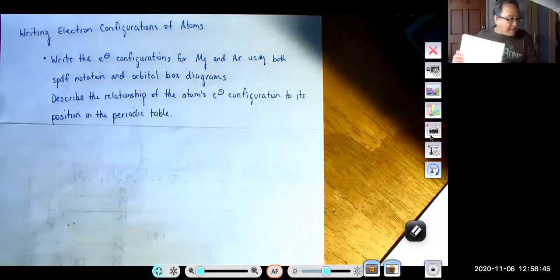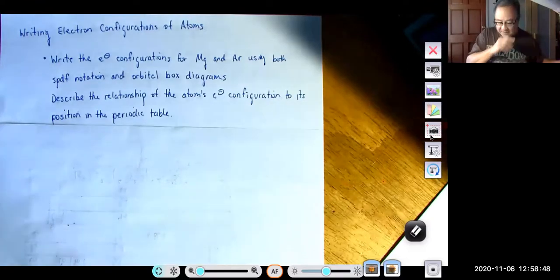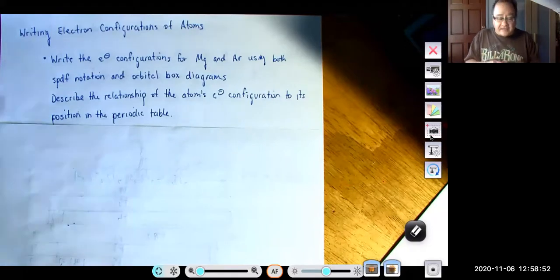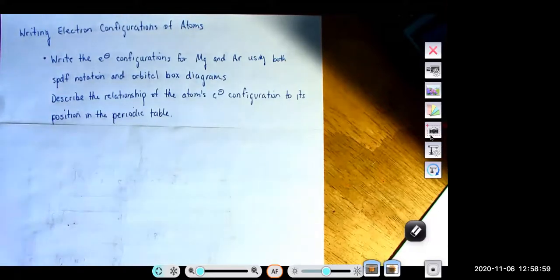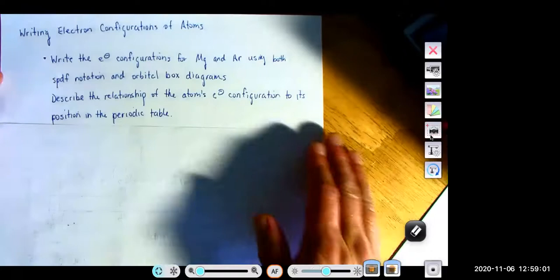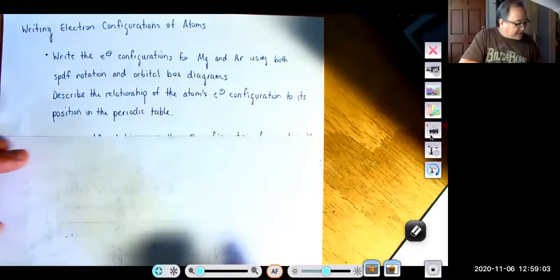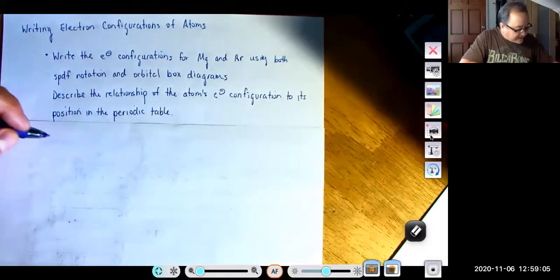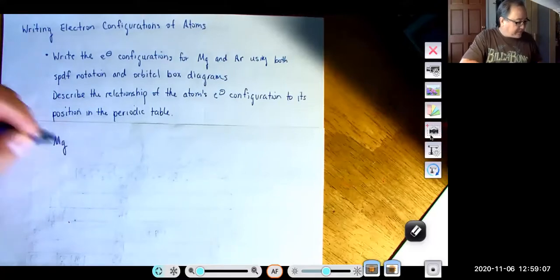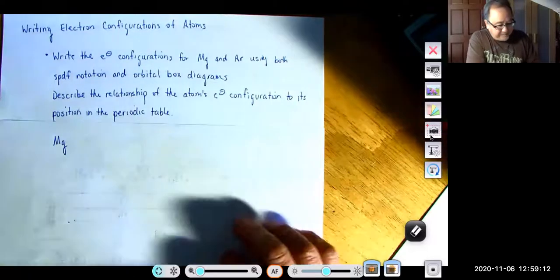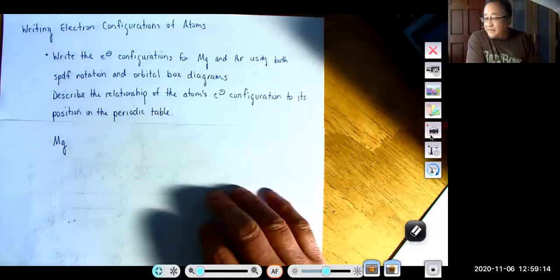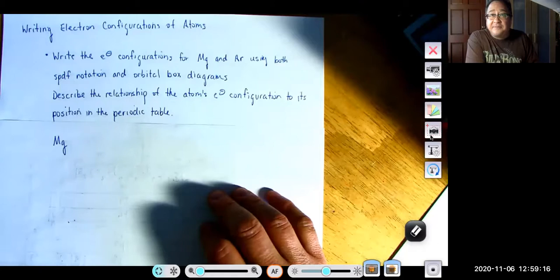Now I've taken my periodic table away, and you're going to have to look at the periodic table inside your book or some other periodic table that you have. Do you have a periodic table nearby? Yeah. Good. So what is the electron configuration for magnesium? They want SPDF notation and orbital box. Tell me when you're done.